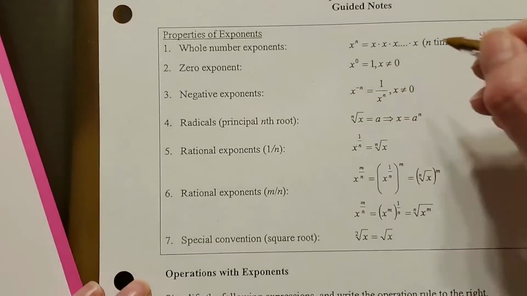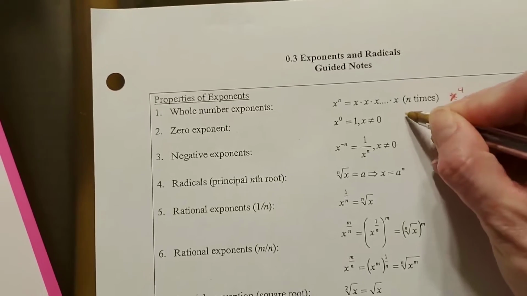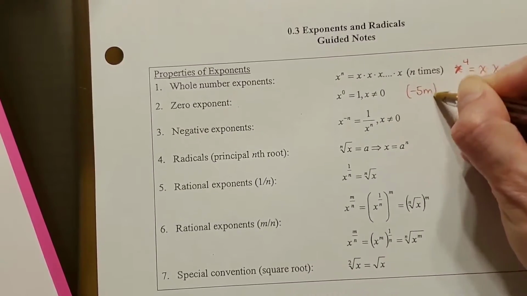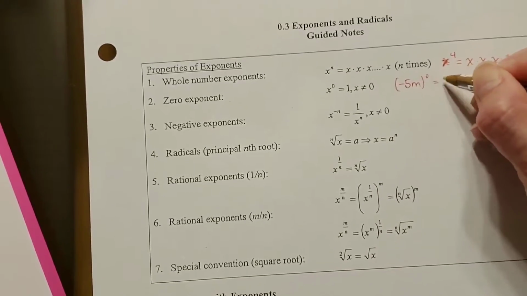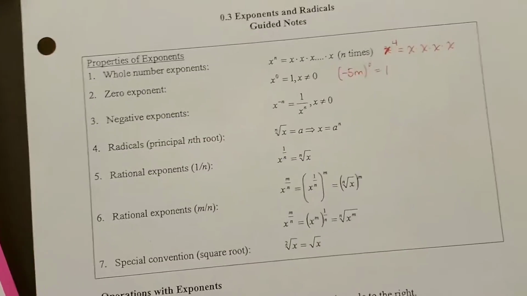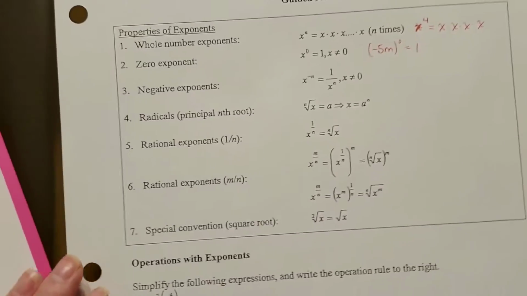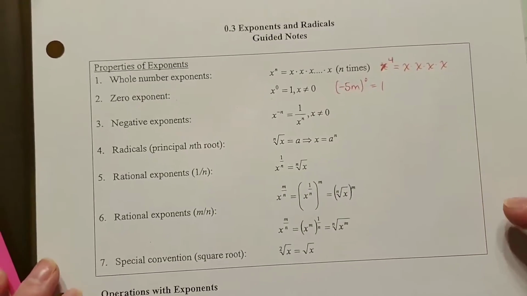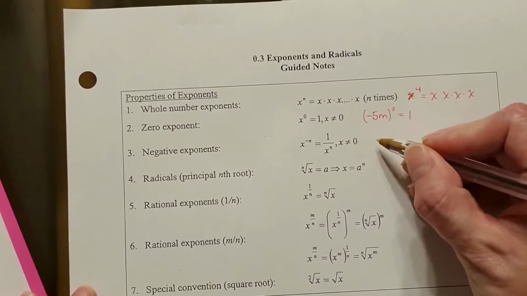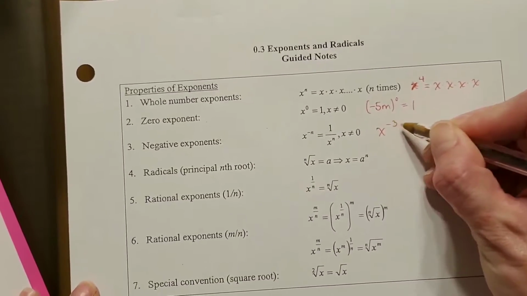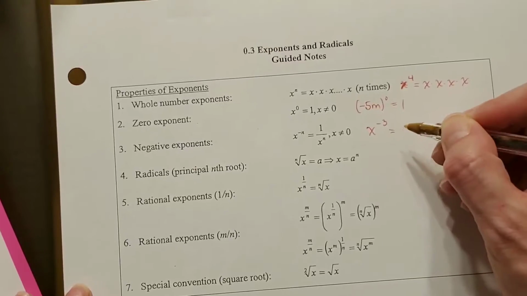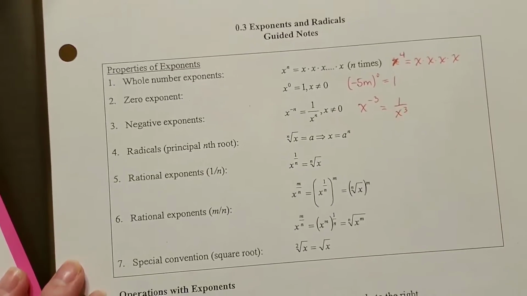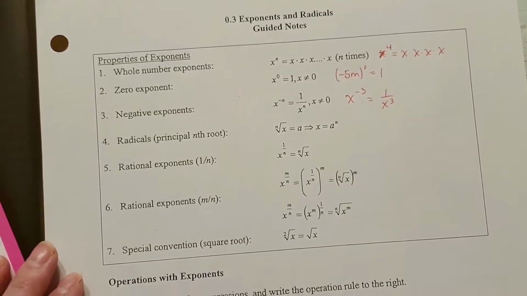So keep in mind if we have something to the negative power, maybe it's negative 5m and all that's to the 0 power, all of that is going to come out to be 1. Okay, negative exponents, if you have like x to the negative 3rd power, you're going to rewrite that as 1 over x to the 3rd power.